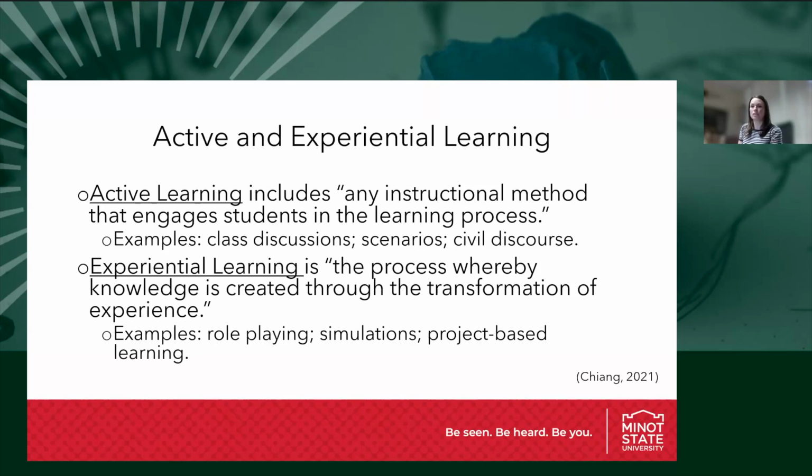And then experiential learning is the process whereby knowledge is created through the transformation of experience. So that's taking it another step. Instead of just talking about it, it's actually putting students in a situation where they might have to figure out what to do or how to do something. That can include things like role playing, simulations, or project-based learning.